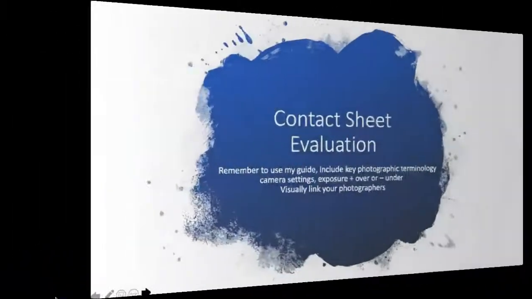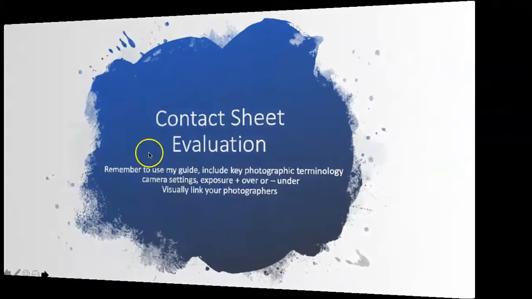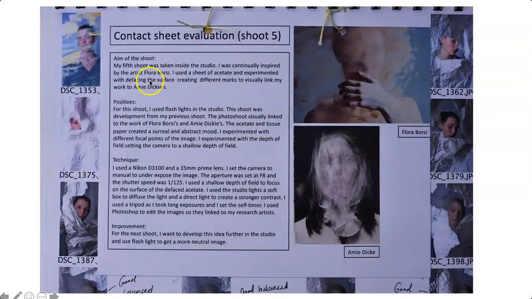Then it's your contact sheet evaluation. So this is a good chance to think about reviewing and refining your images. So this is where you clarify what was the aim of your shoot. What were the positives? What worked really well? And what techniques did you use? And make sure that you've got the evidence here of your camera settings, the lens that you used. Here you've got the f-stop, so the aperture f8, and the shutter speed here is at 125th.